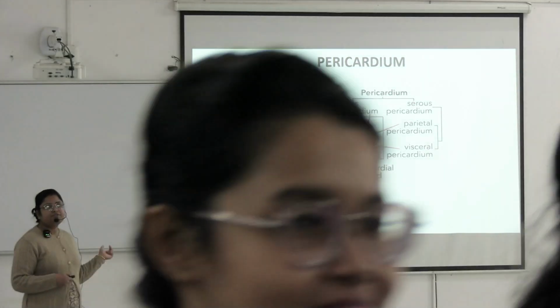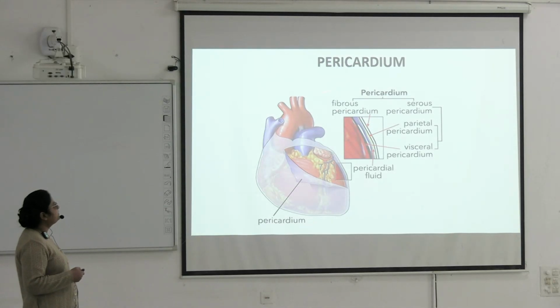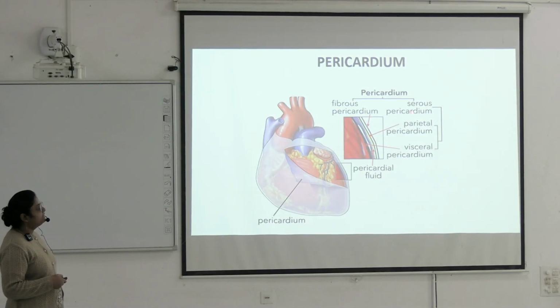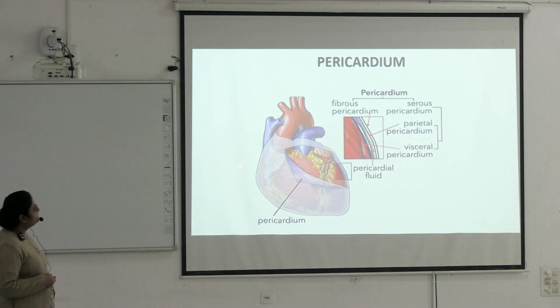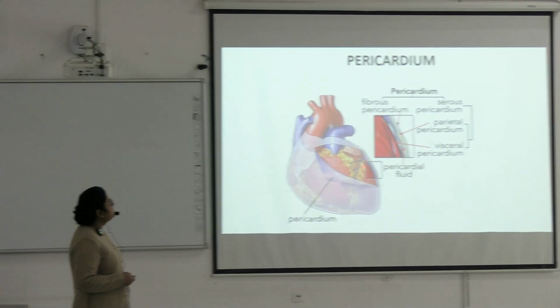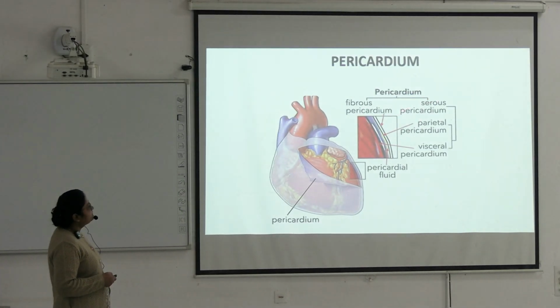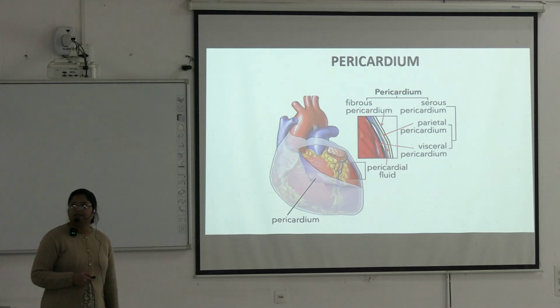Pericardium consists of two layers: fibrous pericardium and serous pericardium. Fibrous pericardium is lying outside. This white colored one layer covering the heart is the fibrous pericardium. And inside it lies this serous pericardium.